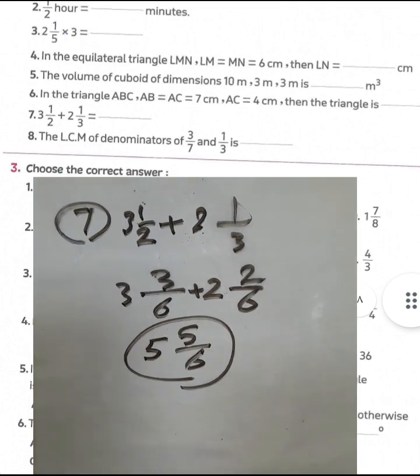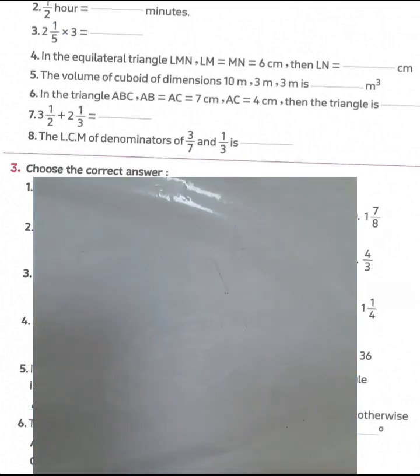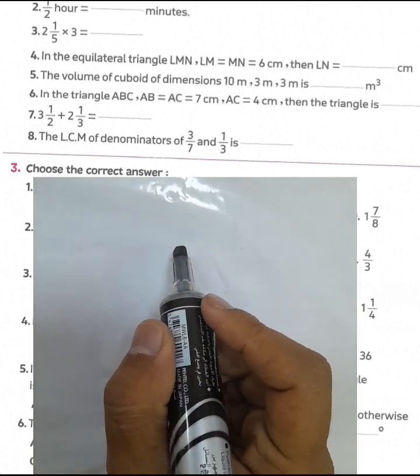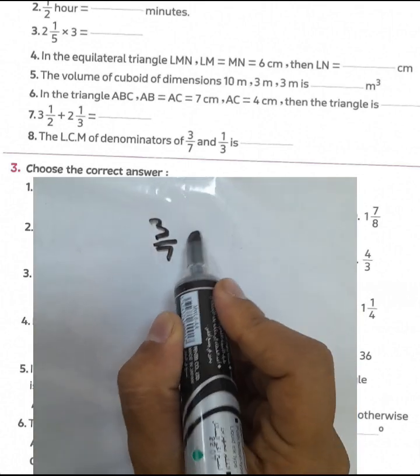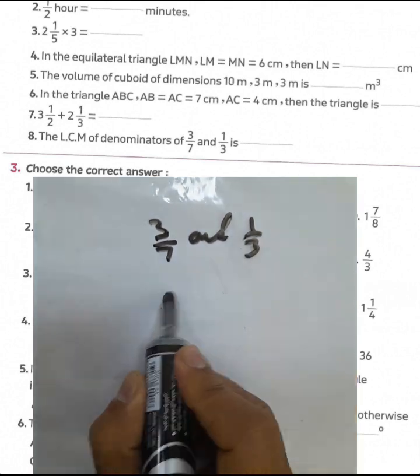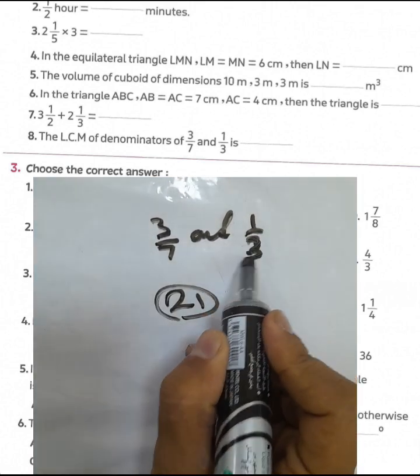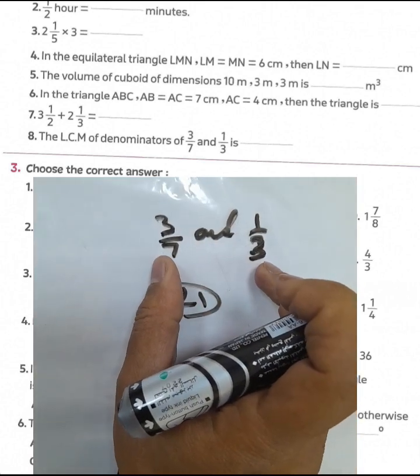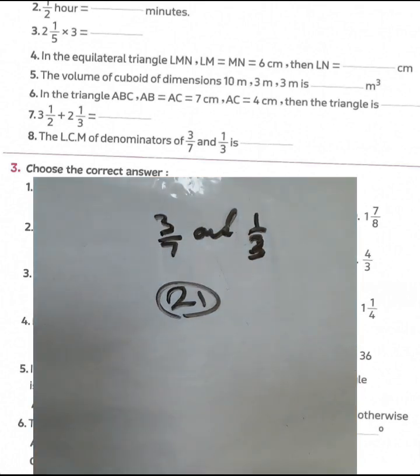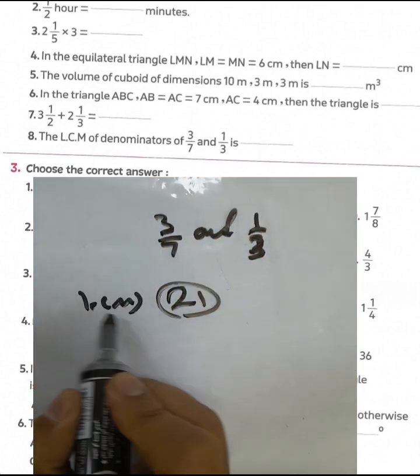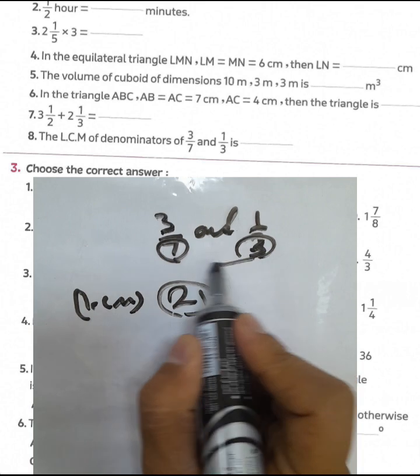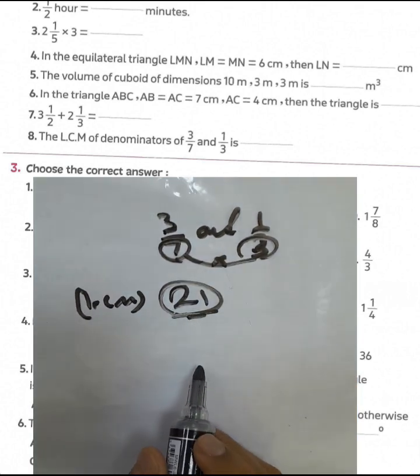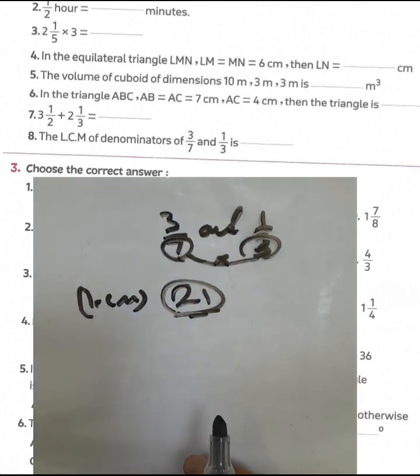Question 8. The least common multiple of the two denominators of 3 over 7 and 1 over 3. It will be 21, because 7 and 3 are called relatively prime numbers. Then the least common multiple between the two denominators here will be their product. 3 times 7 equals 21, because 7 and 3 are relatively prime numbers.